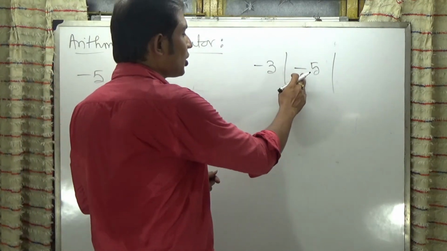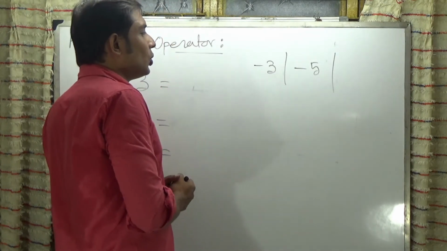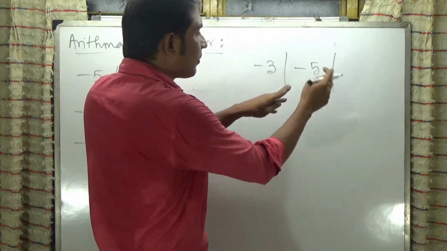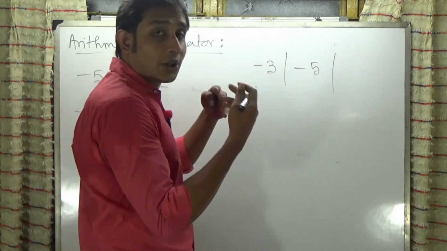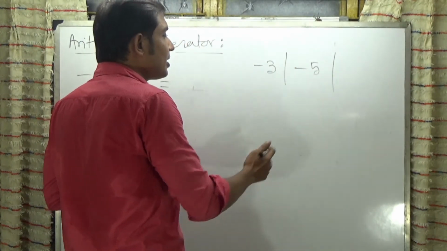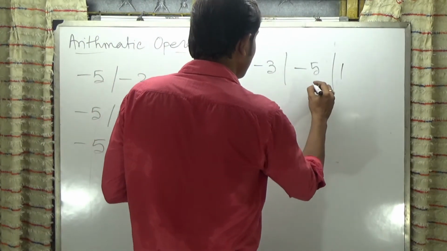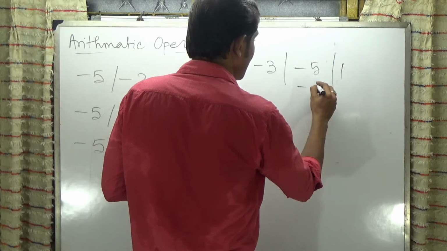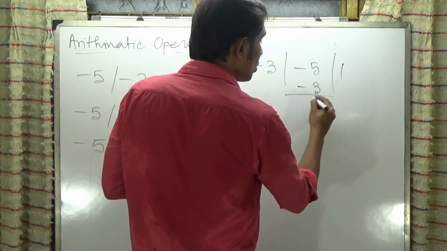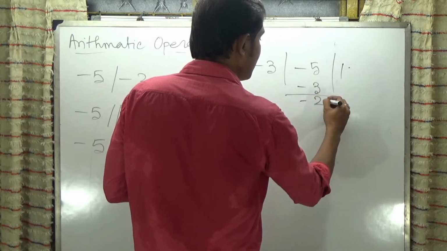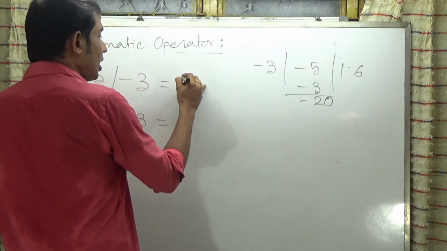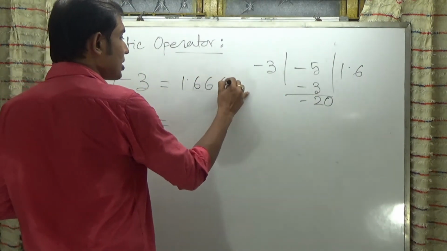Now if I omit the negative sign on both sides, it is simply 5 divided by 3. The result becomes 1, 3 minus 3, and it is 2, then 0, and 6, and this is how it actually works. So the output result is 1.666 like this.